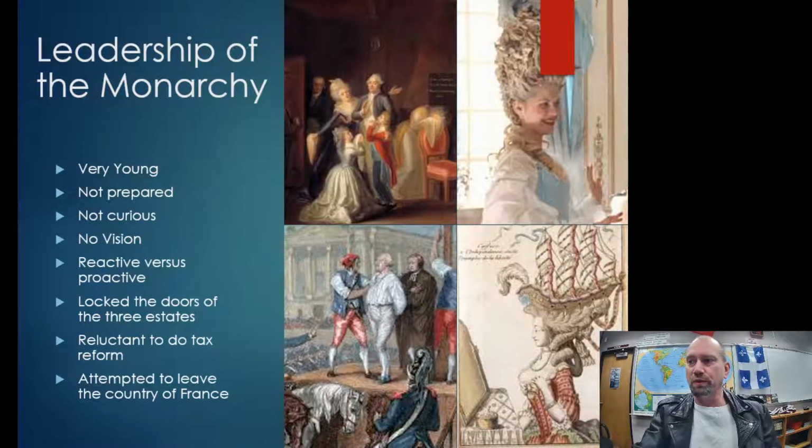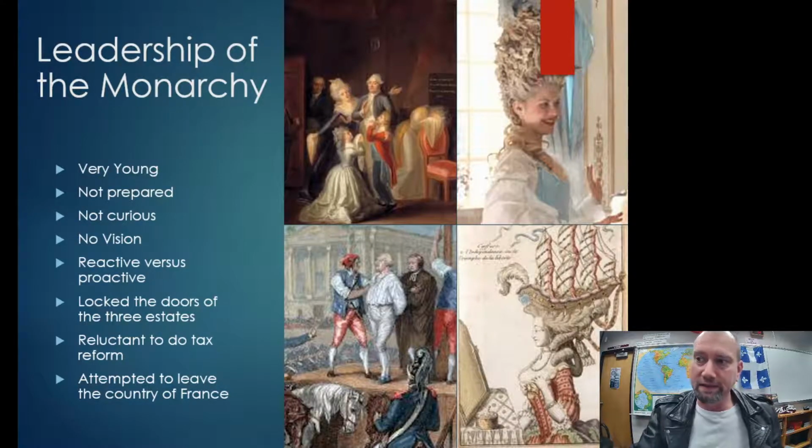Locked the doors of the three estates. This is probably one of the biggest mistakes of the leadership of the king. Instead, he should have probably been there leading the meeting of the three estates, making sure things went well. Okay, and there was some reluctancy to do tax reform, and in this early part, the monarchy was concerned that the reforms were happening perhaps too quickly. It's debatable. Attempted to leave the country of France.